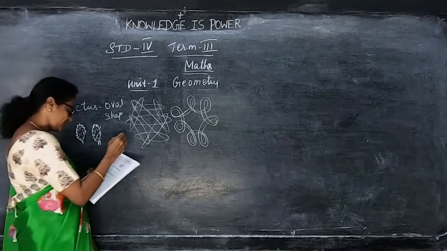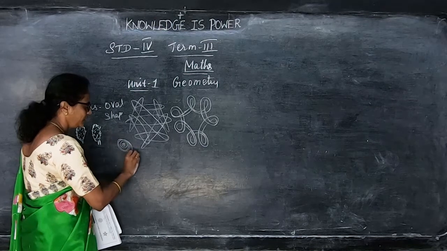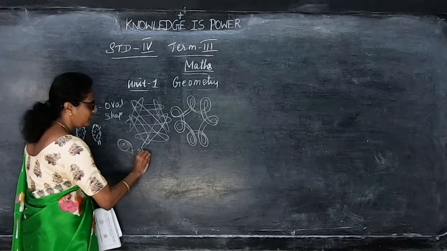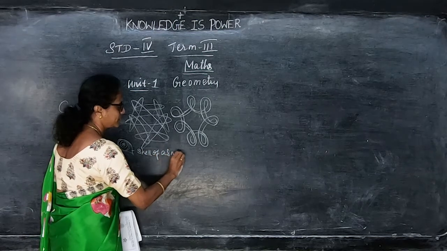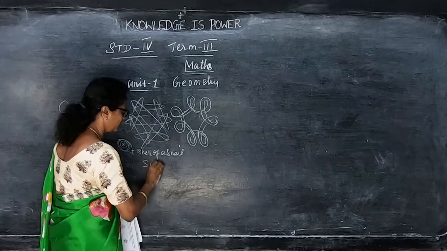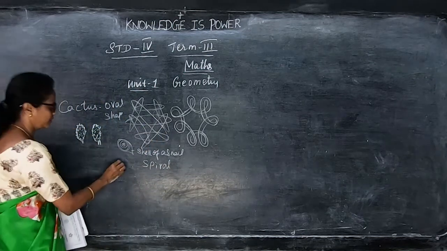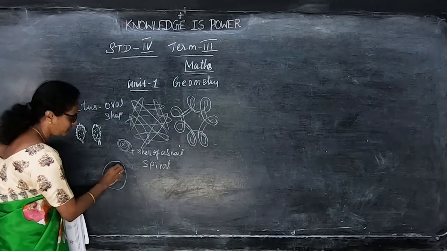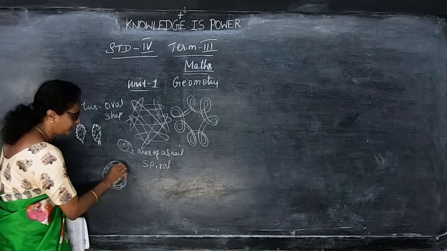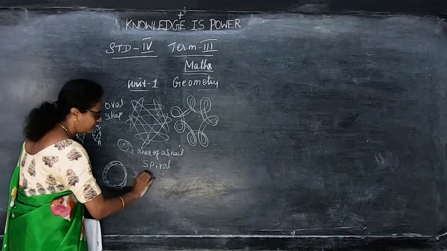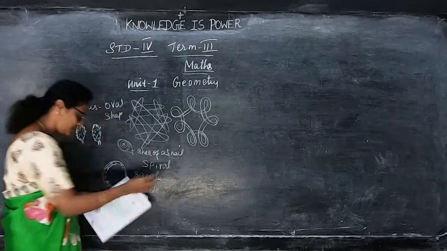Then the shell of a snail. You have seen a snail; if you look at the top of the snail's body, it will be like this. So the shell of a snail is an oval spiral. Shell of a snail is spiral. Then bangles: some design will come under this. Bangle is a circle shape. So bangle is a circle shape.